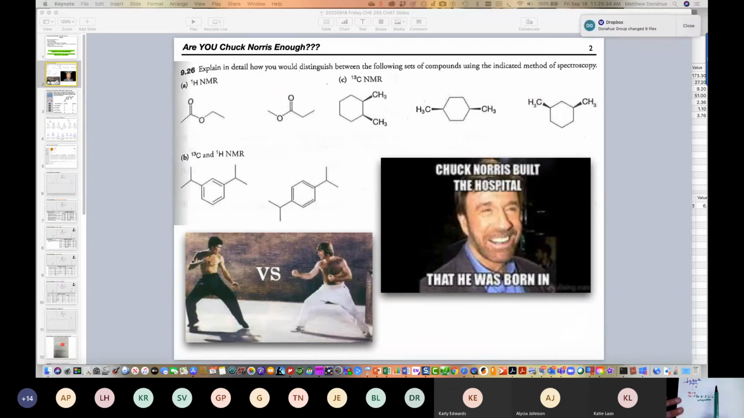So how did we count the 12? So we have 1, 2, 3, 4 methyl groups. They each have 3 protons. That gets us our 12. So 3, 6, 9, 12.